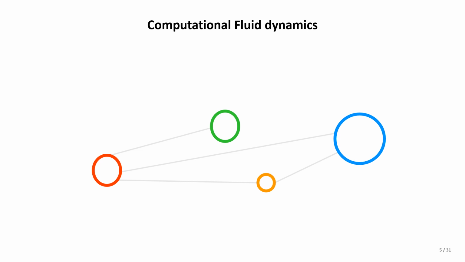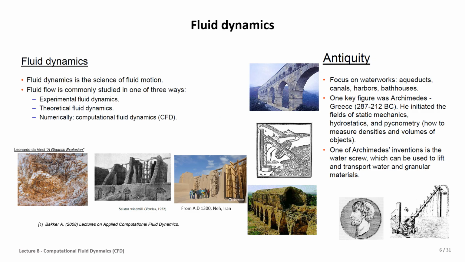Computational fluid dynamics, which is called CFD, is a numerical method used in fluid dynamics. Regarding fluid dynamics, there is evidence that it has a very old history. One of the key figures, for example, was Archimedes, at the time before Christ, and he designed and used the fundamentals of fluid mechanics in some inventions, like the water screw, which transports water and granular material.